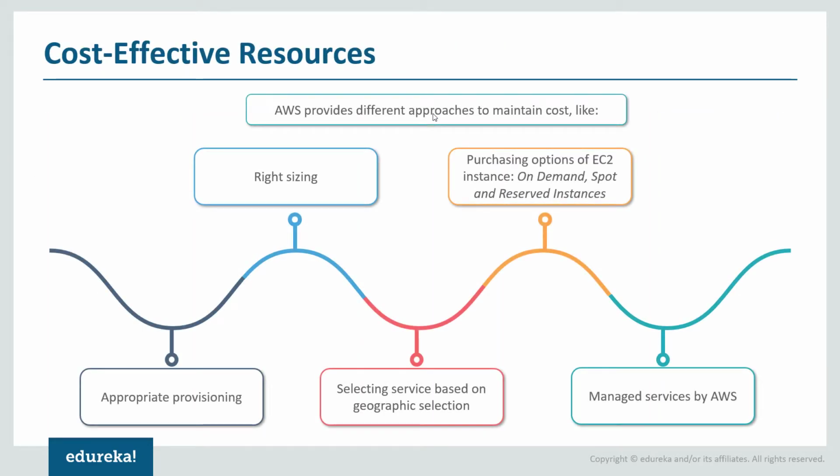How can I go ahead and manage cost-effective resources? Appropriate provisioning, ensuring you give the right sizes to your resources. Select the services based on the geographic location. Try to purchase instances like on-demand instances, spot instances, reserved instances, so that you can save cost on EC2 instances, or try to choose managed services. Do any of this, and you will have a cost saving.